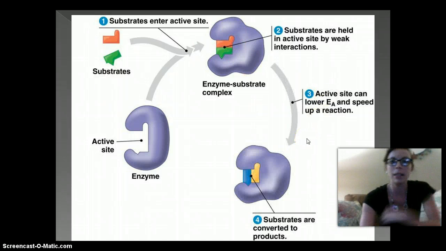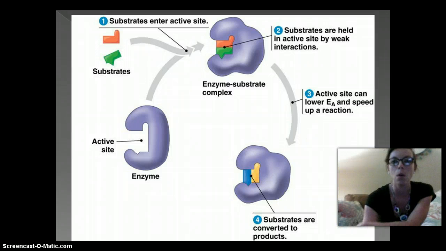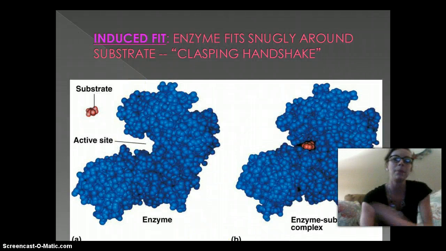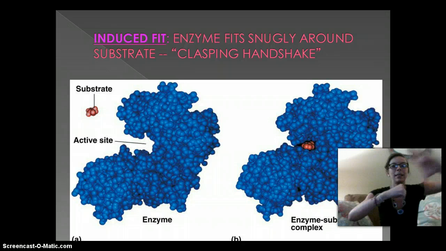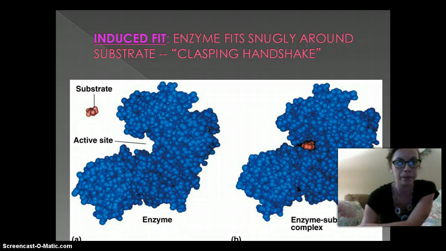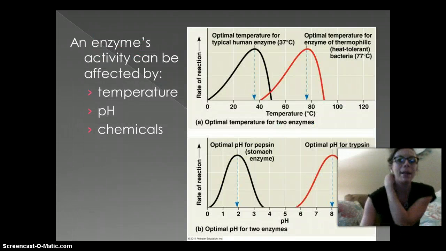And then it's going to speed up the chemical reaction by lowering the activation energy, or EA. And the substrates are going to be converted to the products. The products are released, and then this enzyme is available to bind with new substrates. So induced fit means that the enzyme is going to fit snugly over the substrate, and it's like a handshake or a lock and key you can think of. Very specific.